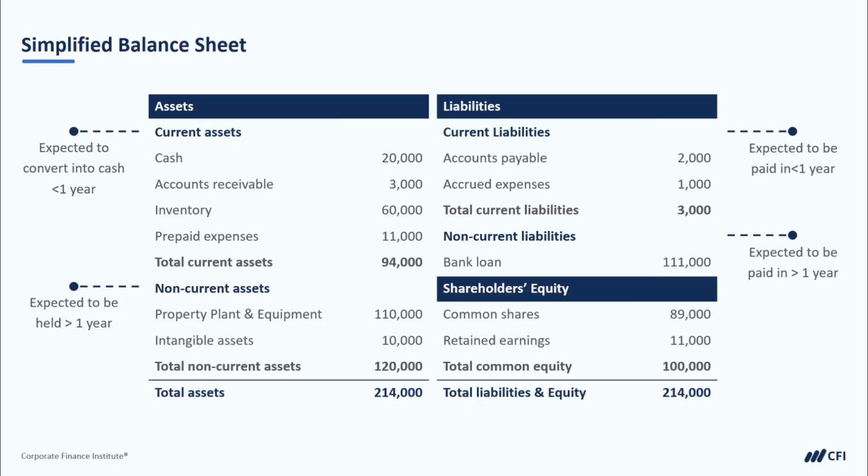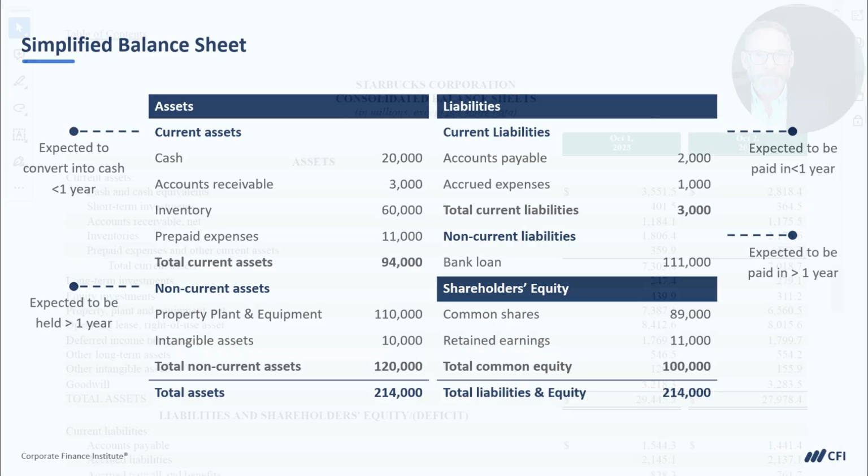Also, finally, when we look at shareholders' equity, don't forget that the profits of the business, the net income, belongs to the shareholders. So two common accounts in shareholders' equity are the amount of common shares, but also the retained earnings. That's the net income that was not paid out in dividends, but is reinvested in the business.